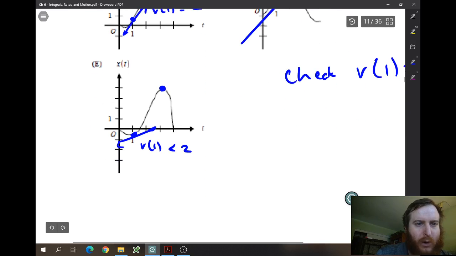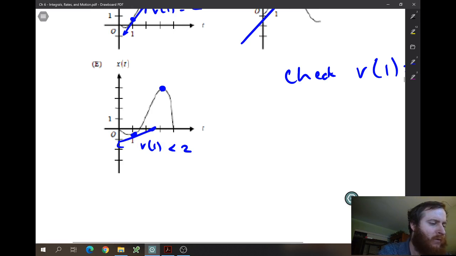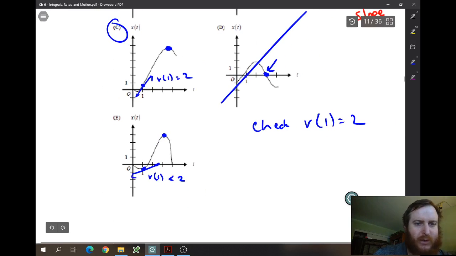Whereas on E, if I draw this tangent line, it looks like it's maybe 1/2, right? Like up 1 over 2. It looks like a lot smaller of a value. So that's why the answer was C.